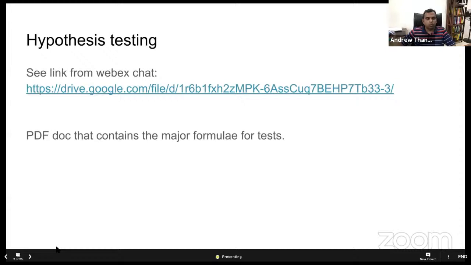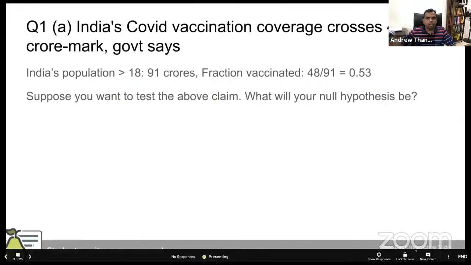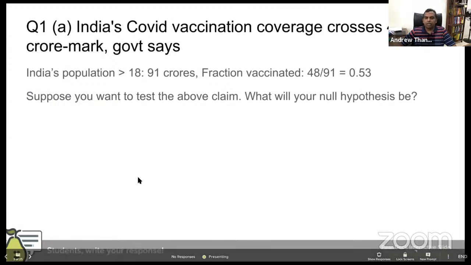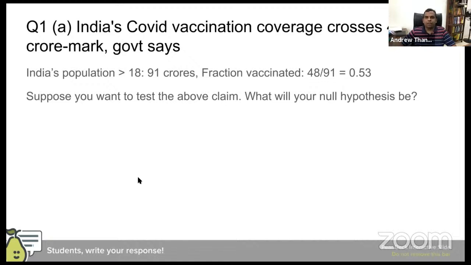So let's move on. We'll move on to the first question. So the first question is on this screen right now, and you know what to do. You need to go to joinpd.com and you will have a place to put in your answer. So there was a news item that I think I saw yesterday, which claims that India's vaccination coverage has crossed 48 crore mark.